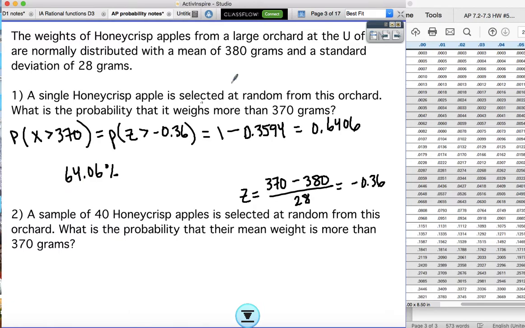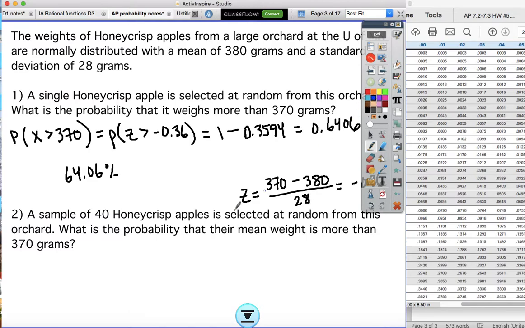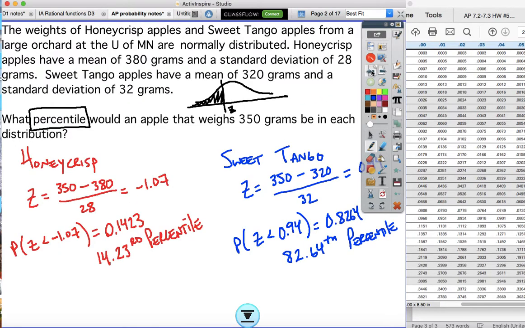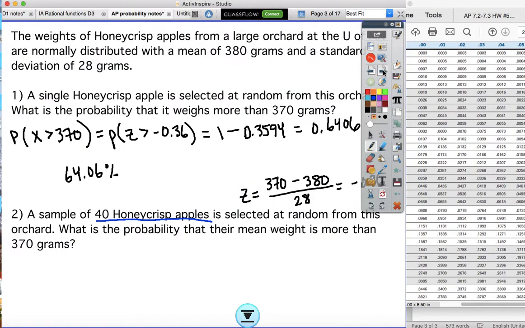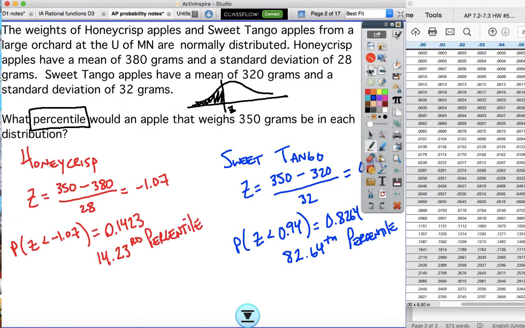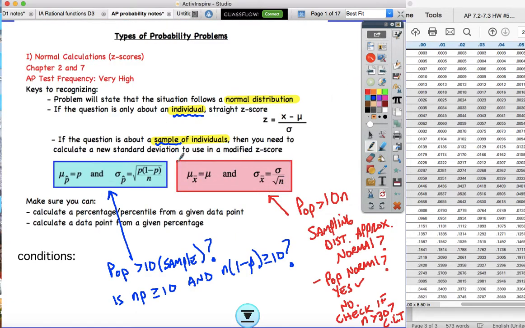Okay, now we're going to change the problem up a little bit. And now we're taking 40 Honeycrisp apples, so we're taking a sample. Okay, so now this goes back to here when you're taking a sample. Now, is this problem a proportion problem or is this problem a mean problem? Well, go back here. You were given the mean and the standard deviation. It's asking about the mean weight. So there's no percents or anything at all involved. So we're going to be using these formulas in the red box.